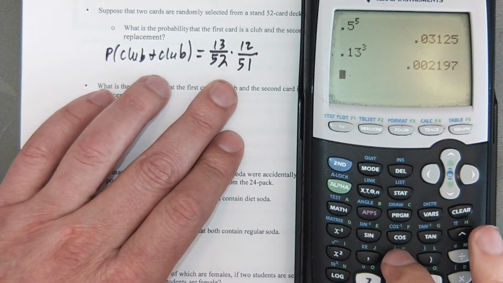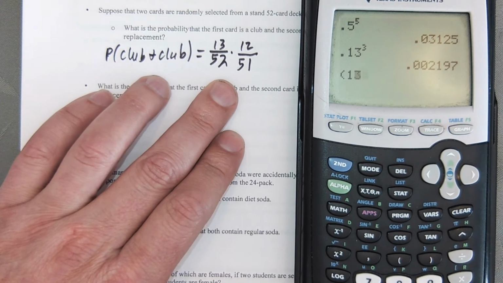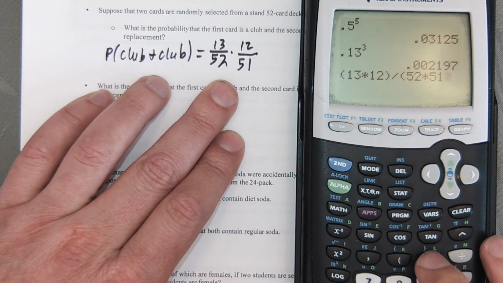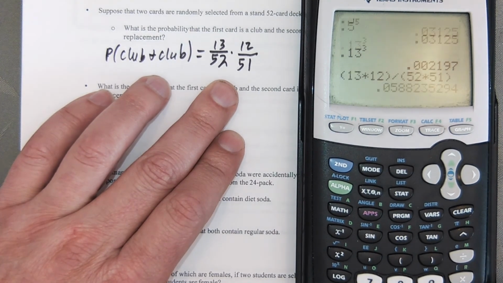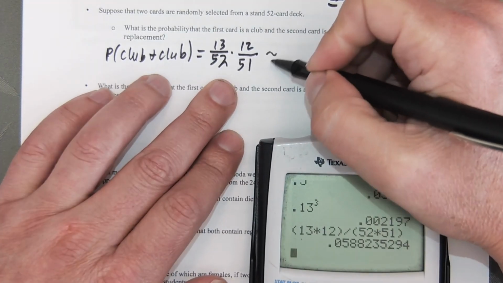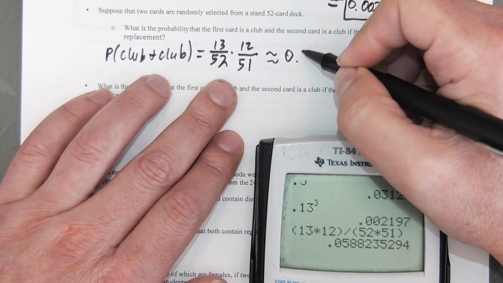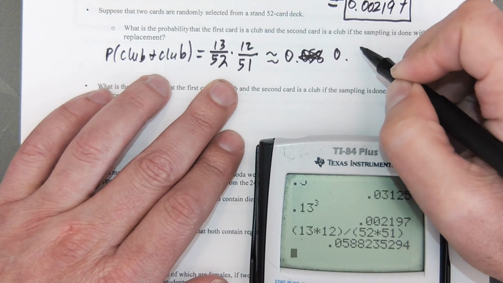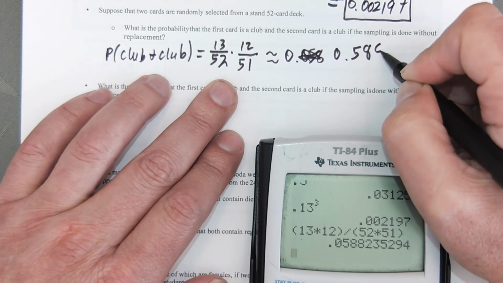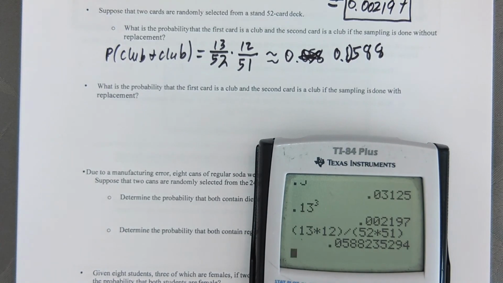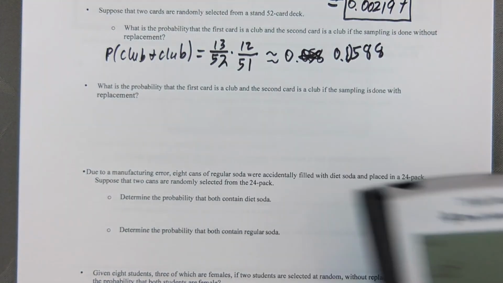So I'm going to use my calculator. I'm going to put in parentheses 13 times 12 divided by parentheses 52 times 51. And that is going to give me about 0.0588. Which is almost 6% chance of getting that.